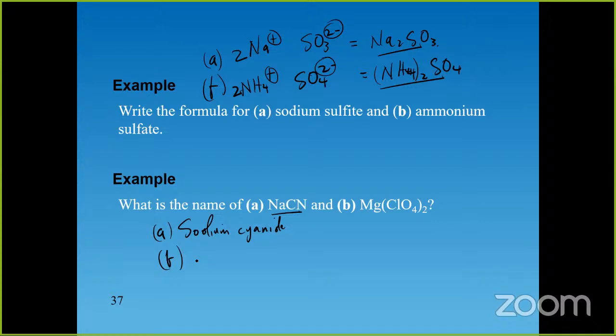All right. Mg(ClO4)2. What's the name of that compound? Magnesium perchlorate. Exactly. Okay, so that's basically how you name those compounds.